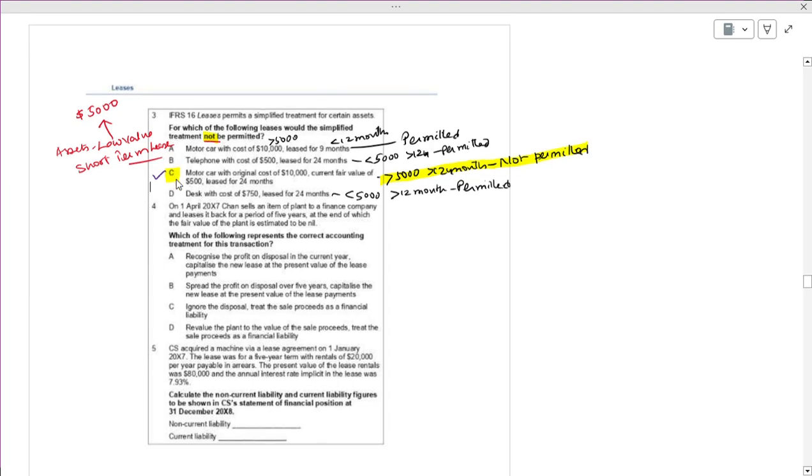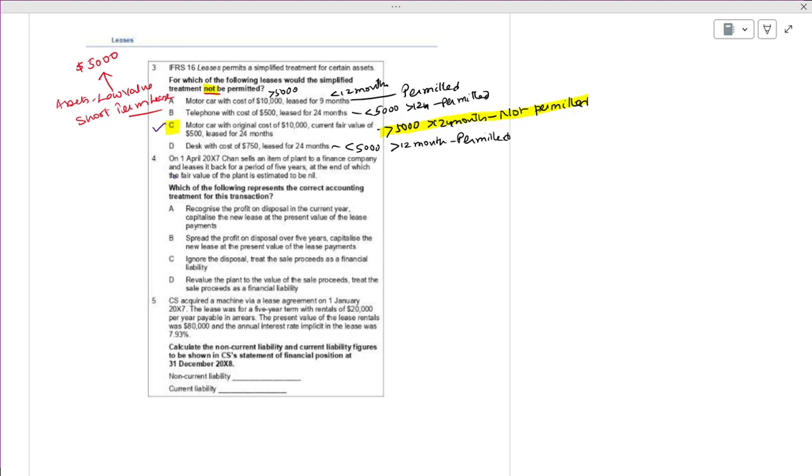Next. On 1st April 2000, Chayan sells an item of plant to a finance company and leases it back for a period of 5 years. Lease and buyback. At the end, the fair value of the plant is estimated nil. Which of the following represents the correct accounting treatment of this transaction?